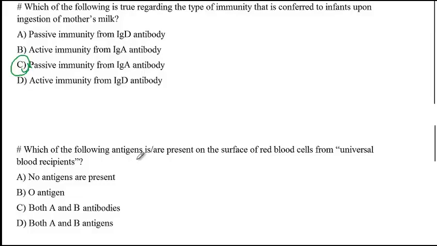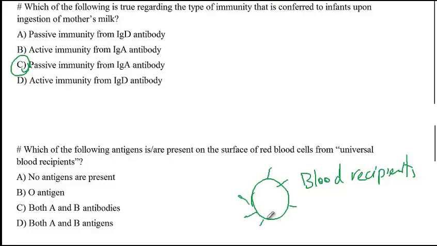And then the final question, which of the following antigens is present on the surface of red blood cells from universal blood recipients? Without looking at the table I showed you, recall that universal blood recipients would not make antibody against any antigen. The reason is that they have both A and B antigens, as a consequence of which they won't attack these antigens. So they have both A and B antigens, and that would be the correct answer.